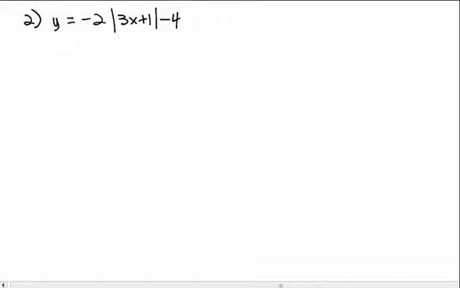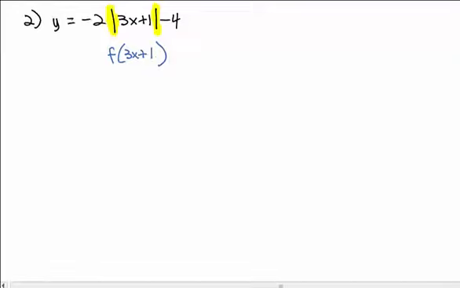And this time what you'll notice is the main operation here is the absolute value. That absolute value is going to be our function. What is inside the absolute value is inside the function. What is outside the absolute value, the -2 minus 4, is outside of the function. So this is how we've converted the original equation into the function notation so we could see how things are going to move with this absolute value function.